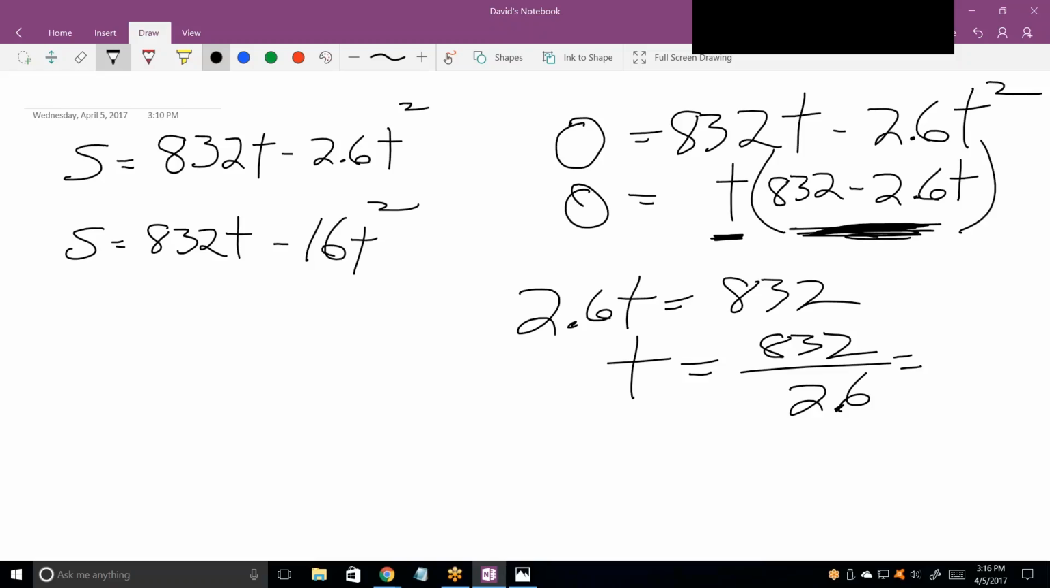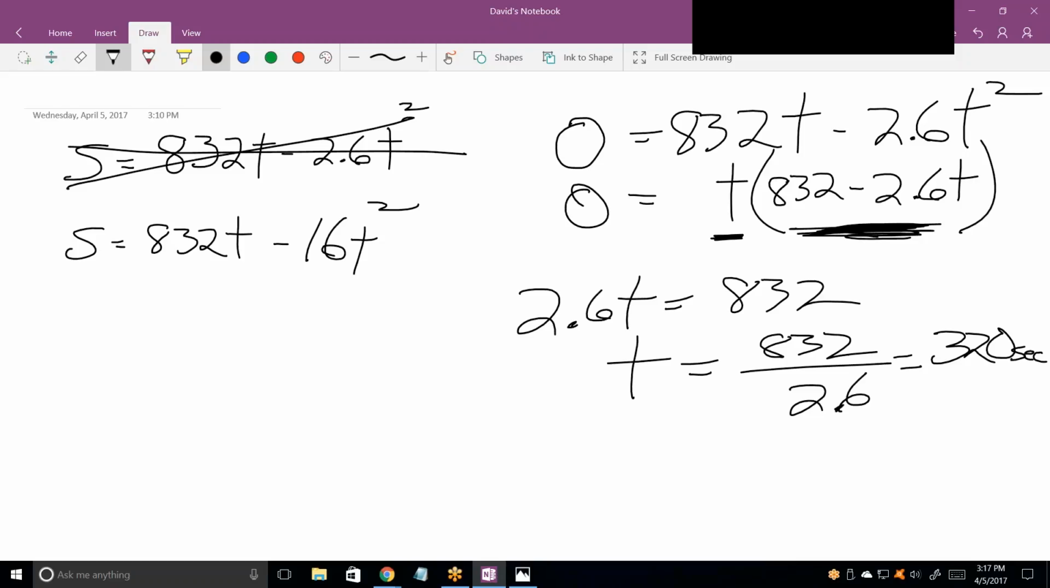What time is that? 832 over 2.6. That is 320. So 320 seconds is how long it would take for the bullet on the moon to come back to the moon. Okay. Now let's take the Earth.